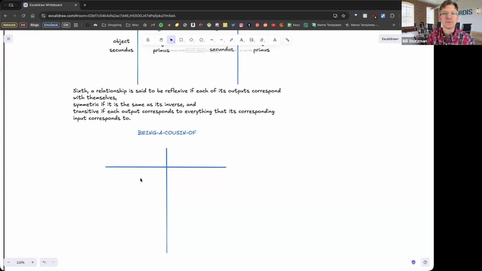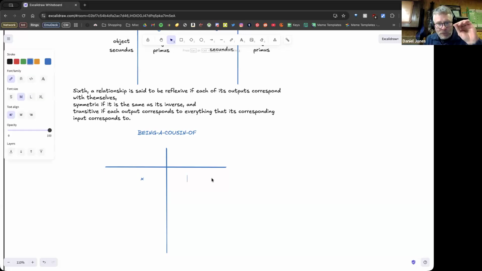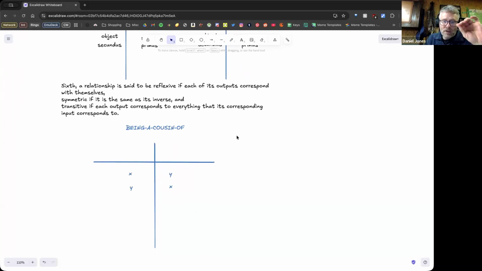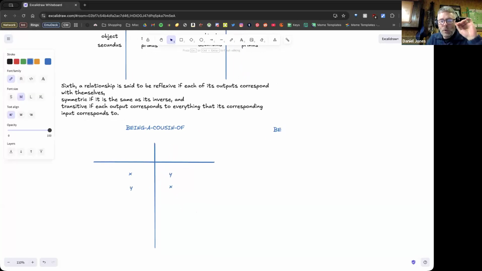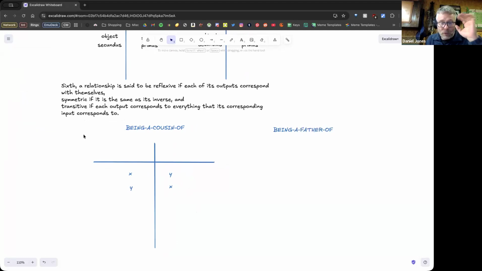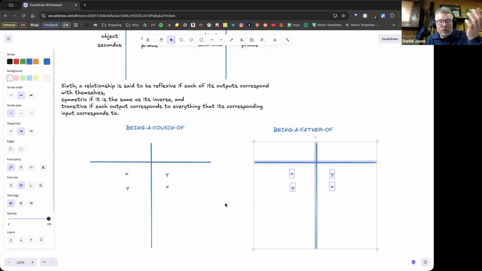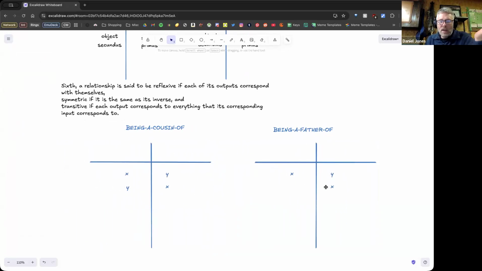Yes. Not all relationships are symmetric, right? Being a father of relationship is not symmetric. If I'm the father of my son, my son is not the father of me. That just doesn't make any sense. So the being a father of relationship is not symmetric, but being a cousin of is symmetric. So what we now have is language by which we can categorize and describe different relationships. And that's how things work in mathematics as well. So it's the same language for the real world as it would be for mathematics. Kathy, does that make sense?